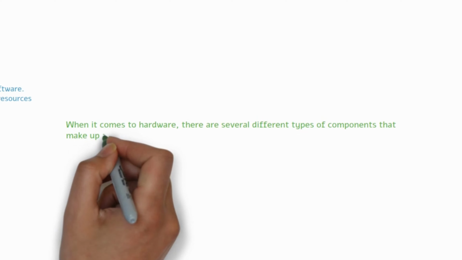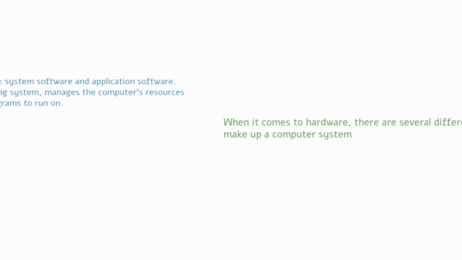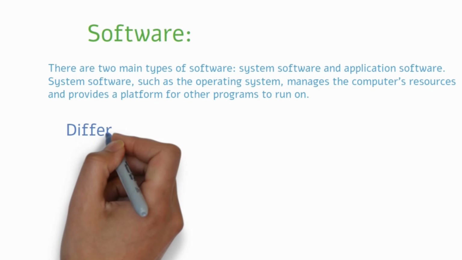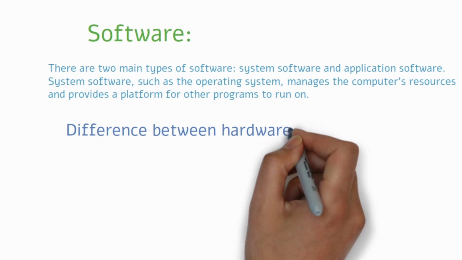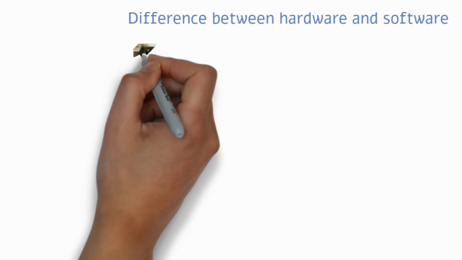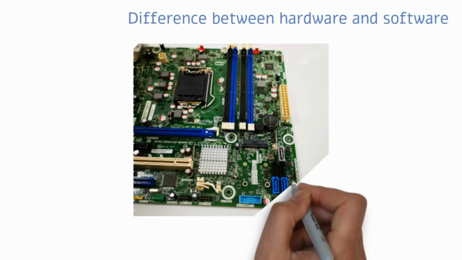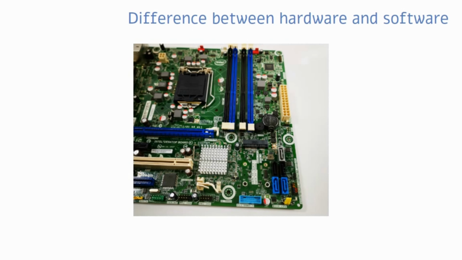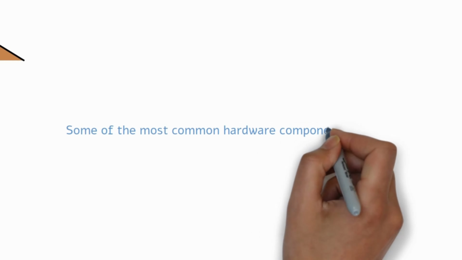We will also be covering important concepts such as the difference between hardware and software, the role of the operating system, and the various types of I/O devices. Now let's touch on different types of hardware and software. When it comes to hardware, there are different types of components that make up a computer system. Some of the most common hardware components include the processor, the CPU of a computer, responsible for executing instructions and carrying out calculations.